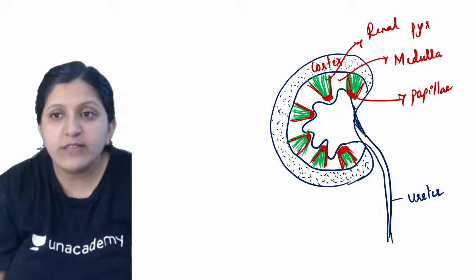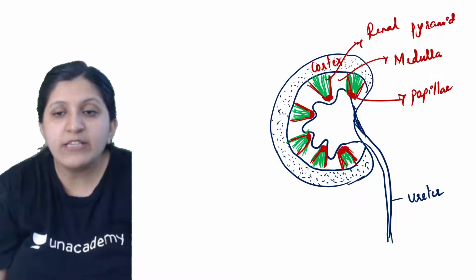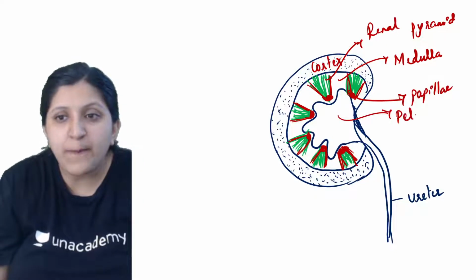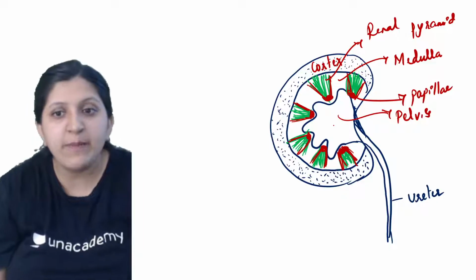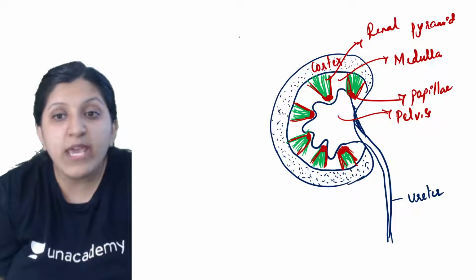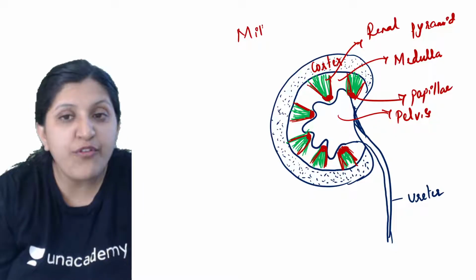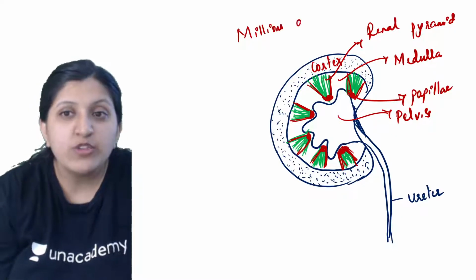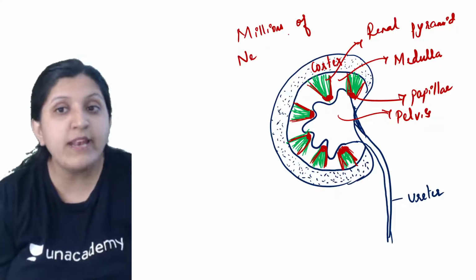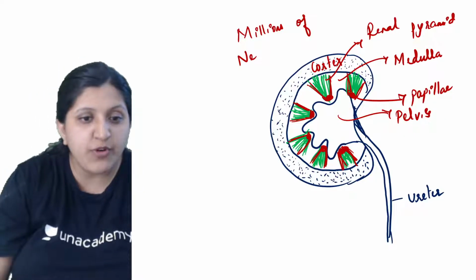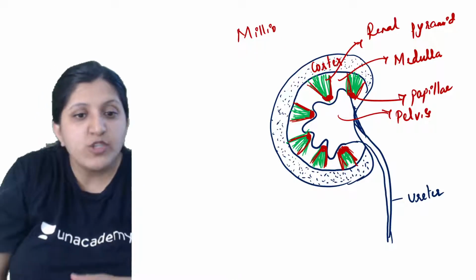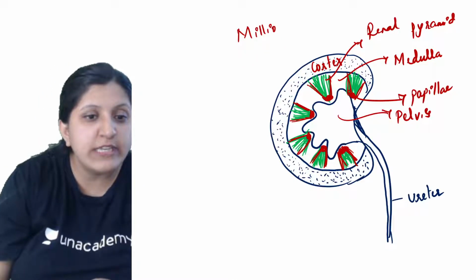So this is a renal pyramid, and as you can see, this whole thing is forming the pelvis. So this is the renal pelvis, and in the cortex region and medulla region, we can see millions of nephrons arranged. Because each kidney will have million nephrons, so million nephrons are arranged in each kidney, I can write.